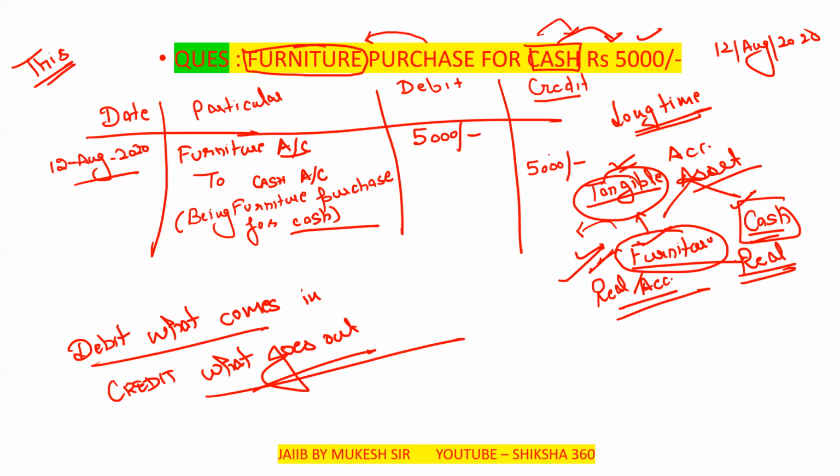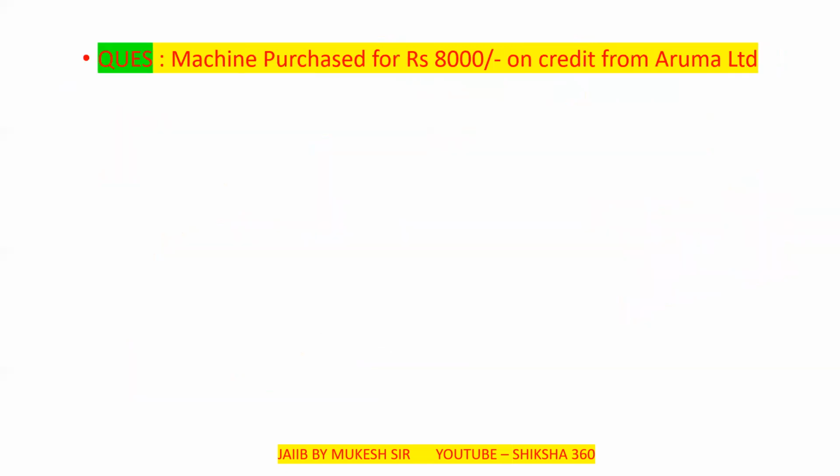This is the amount we have mentioned. In this session we have discussed up to this much, and I will provide you one question to solve. In the next session I will start from this question: machine purchased for rupees 8,000 on credit from Aruma Limited. Credit means we have not paid till now; we have to pay in the future.